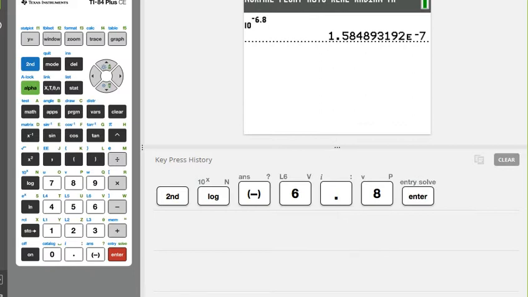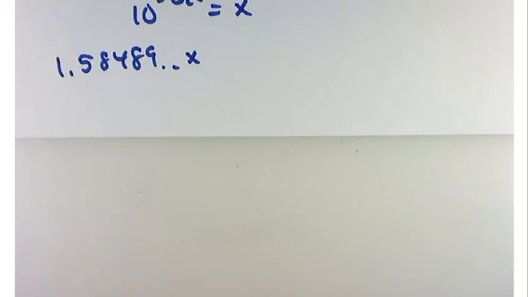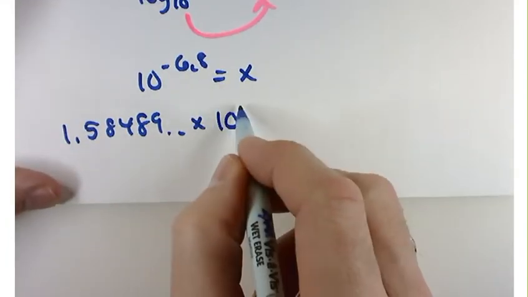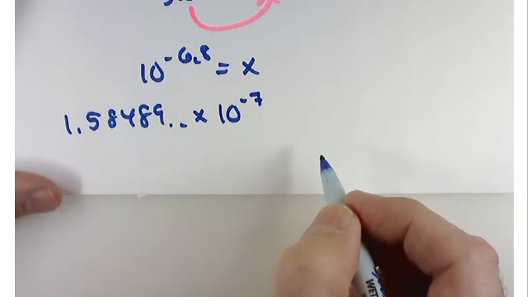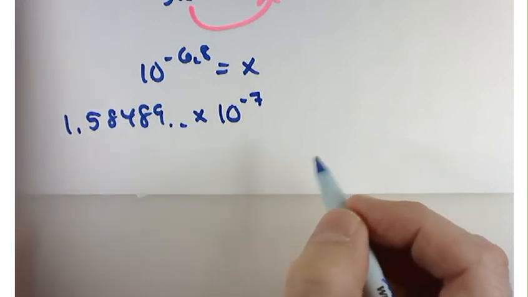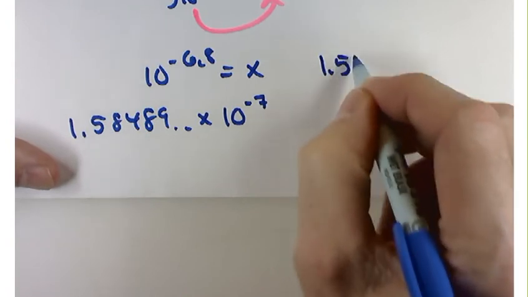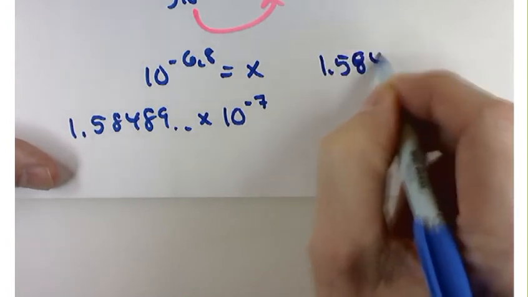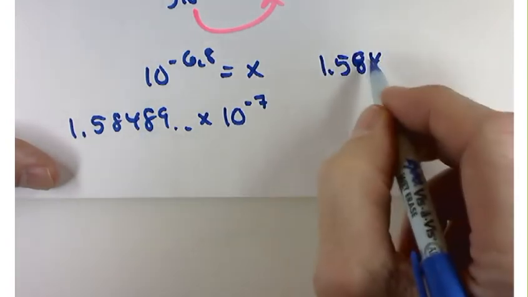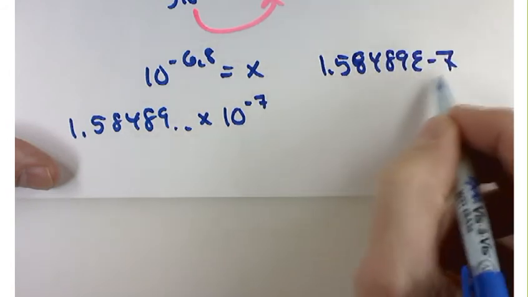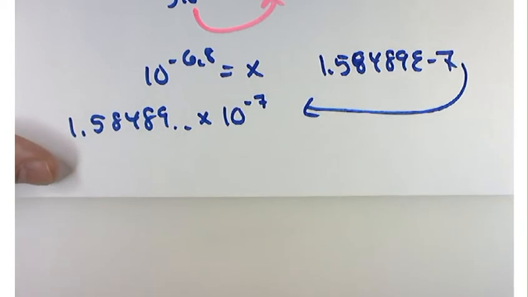That E stuff is really scientific notation. So instead of E, I'm going to write what it really stands for. It really stands for times 10 to the -7th. That's what that E stuff stands for. So 1.58489 E -7 really means that.